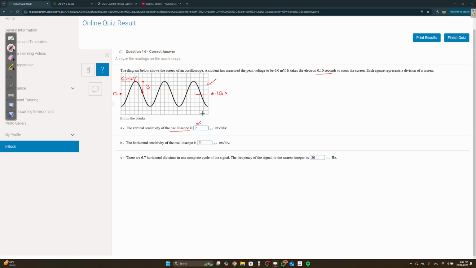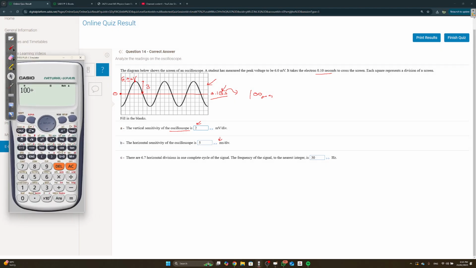The horizontal sensitivity of the oscilloscope is how much? Again, we agreed the whole thing is 0.10 seconds. But they want it in milliseconds, so let's first convert this to milliseconds. Multiplying by 1000 will get you 100 milliseconds. Horizontally, how many squares do we have? We have 20 squares if you count them. So 100 divided by 20 will get you 5 milliseconds.